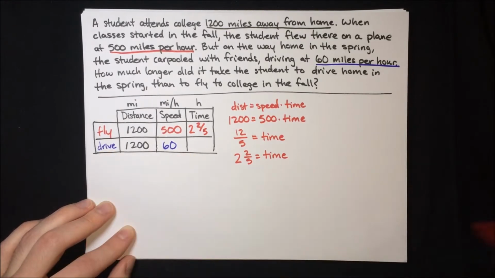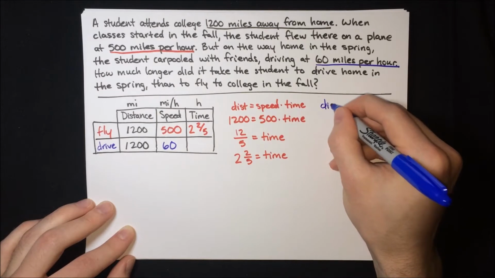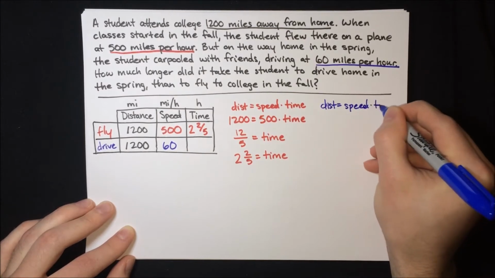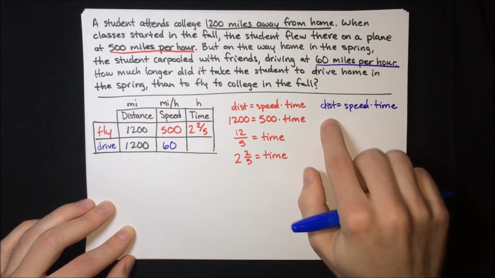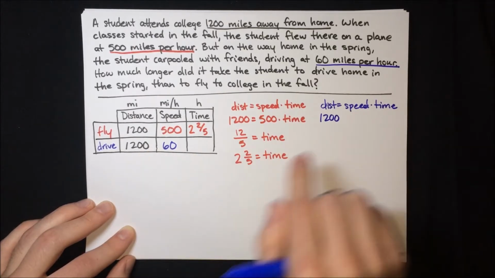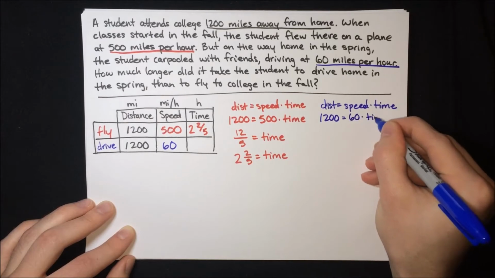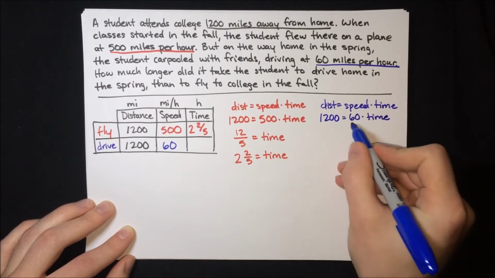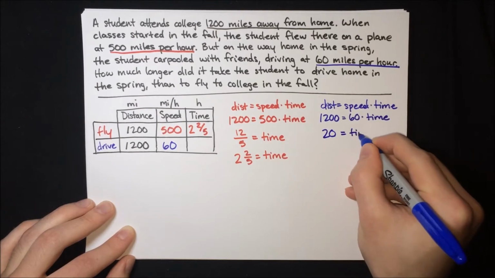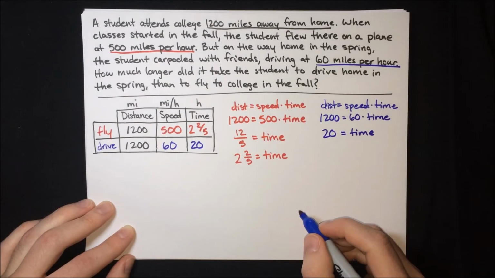Now how about driving? Let's set up the same equation, distance equals speed times time, and plug in our information. So distance again is 1,200, and speed this time is 60 times time. Now we divide both sides by 60 and we get 20 equals time. So 20 hours is how long it takes to drive back.